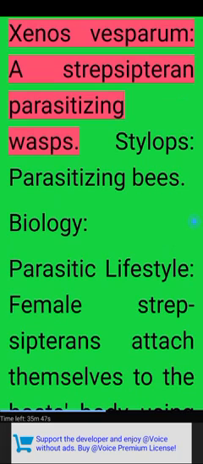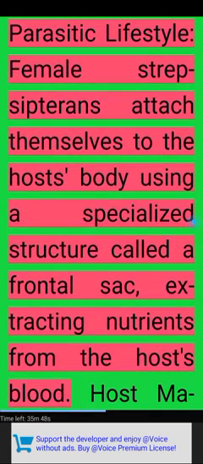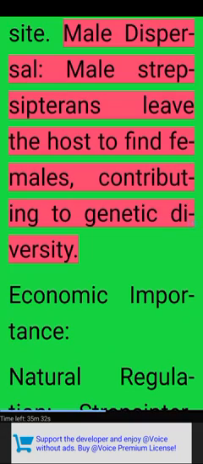Examples. Xenos vesperum, a strepsipteran parasitizing wasps. Stylops, parasitizing bees. Biology. Parasitic lifestyle. Female strepsipterans attach themselves to the host's body using a specialized structure called a frontal sac, extracting nutrients from the host's blood. Host manipulation. Parasitized hosts often exhibit altered behavior, physiology, and reproductive characteristics due to the presence of the parasite. Male dispersal. Male strepsipterans leave the host to find females, contributing to genetic diversity.